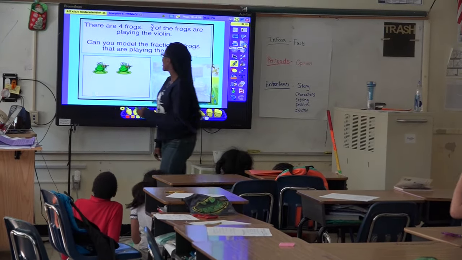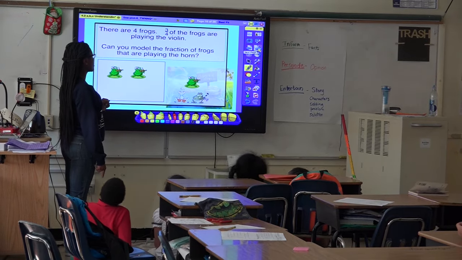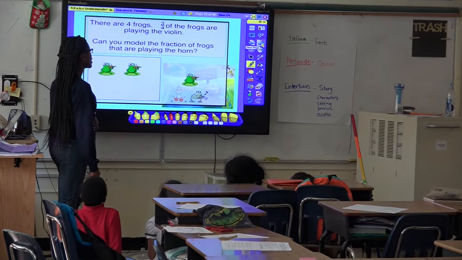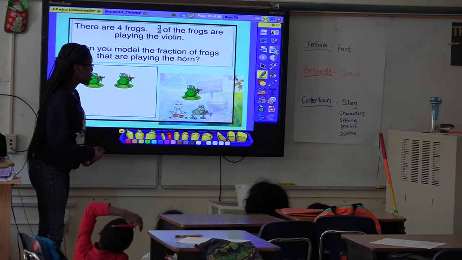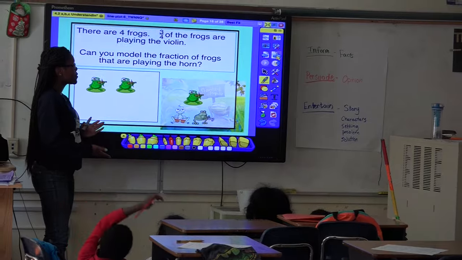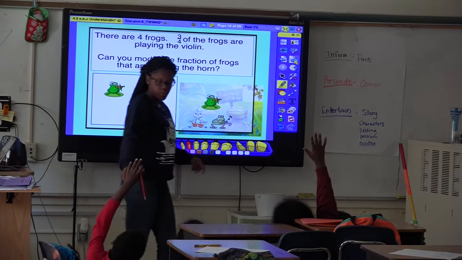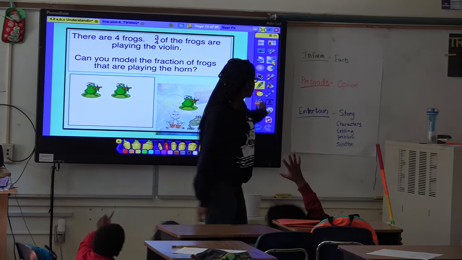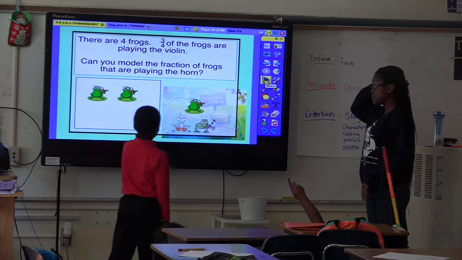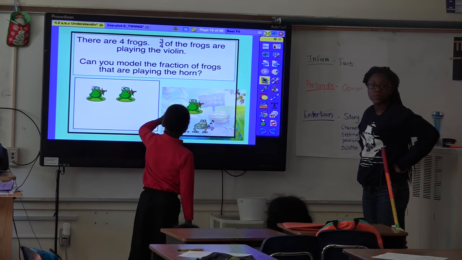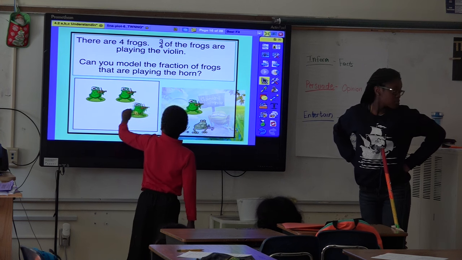All right, there are four frogs. 3/4 of the frogs are playing violin. Can you model the fraction of frogs that are playing the horn? So if 3/4 of them are playing the violin, what fraction would be playing the horn? Show us, please.